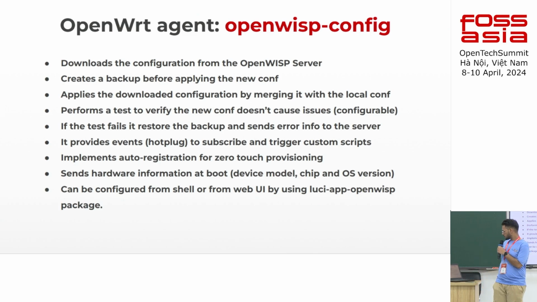Yeah. We have been talking about what goes on the server side, what goes on the controller side. Now we will talk about what happens on a device and what is actually needed on the networking device. So we have an OpenWrt package called OpenWISP config. This package is installed on the networking device, and it communicates with the OpenWISP server, and then it applies the configuration which is generated by the server.